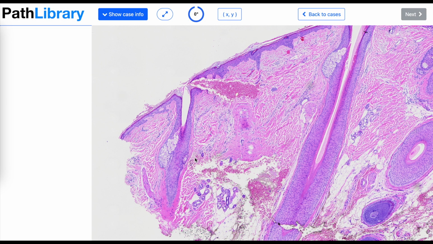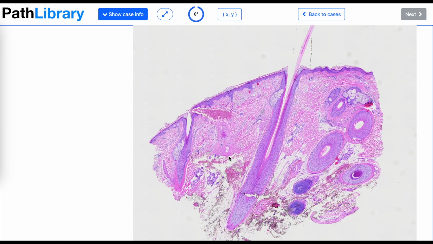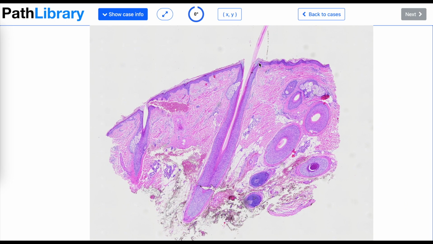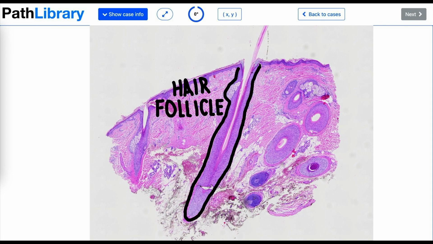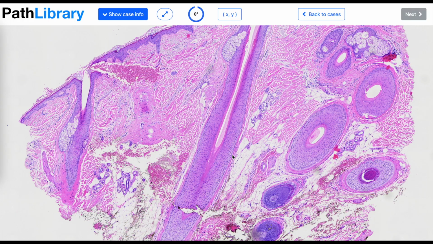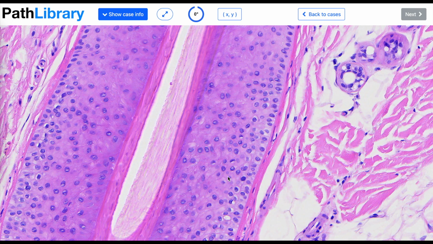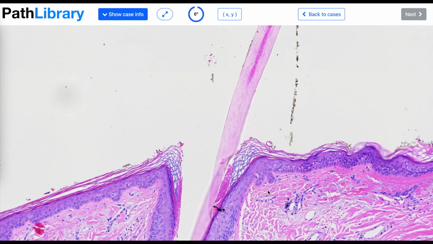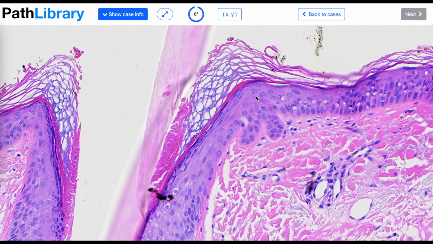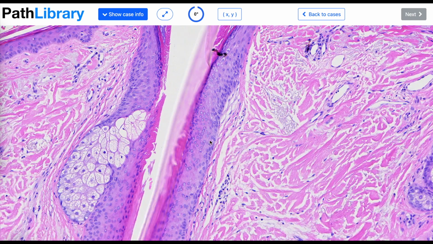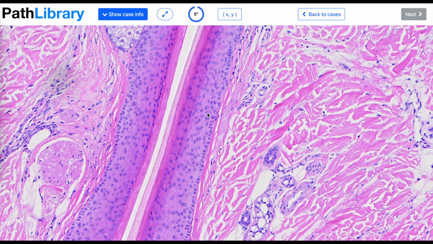All right, so what else do we have in the dermis? Probably the most obvious thing in this slide is this structure in the center. This is a hair follicle, and this is the epithelium of the hair follicle. Just like the epidermis, it's composed of keratinocytes, and as you can see, it is continuous with the epidermis. Here's the epidermis, and it just transitions into this hair follicle epithelium.